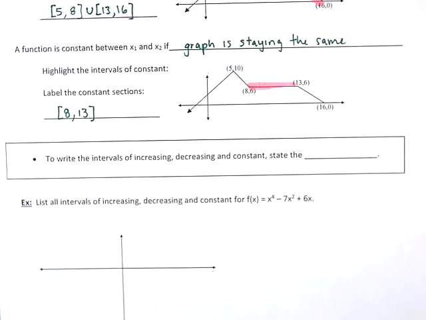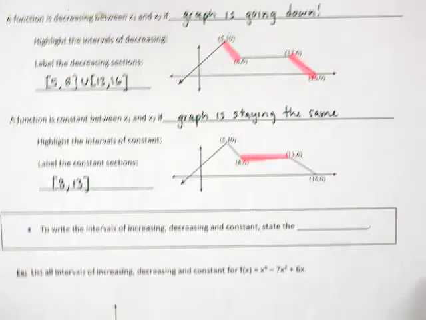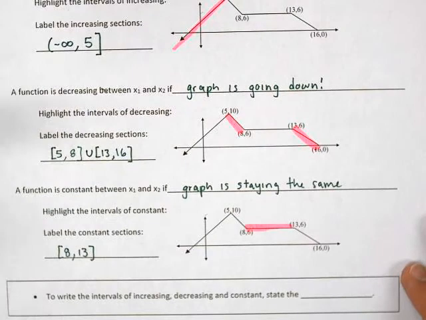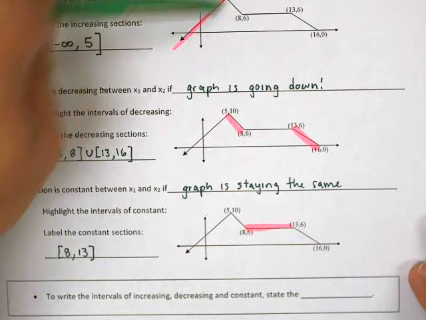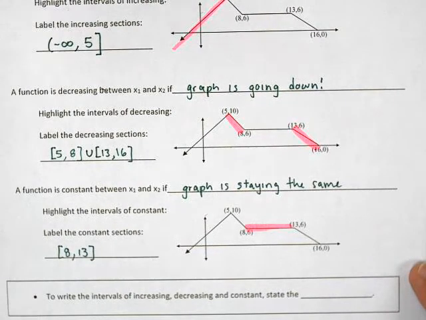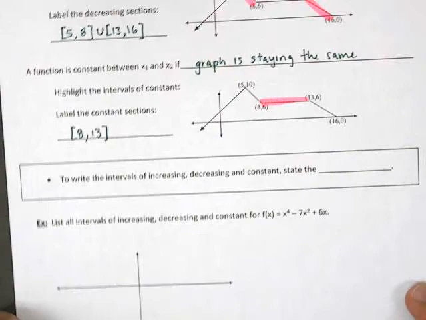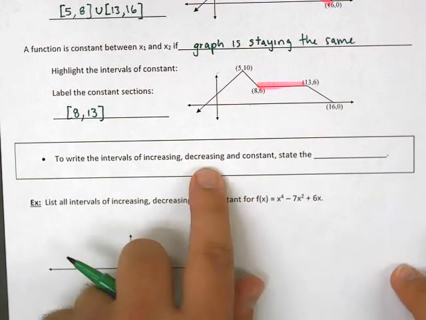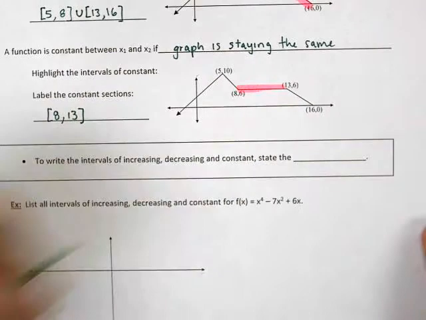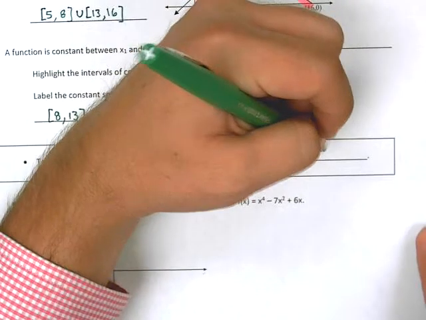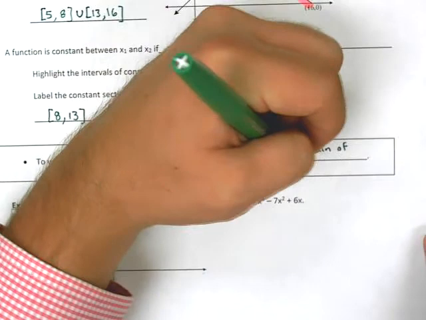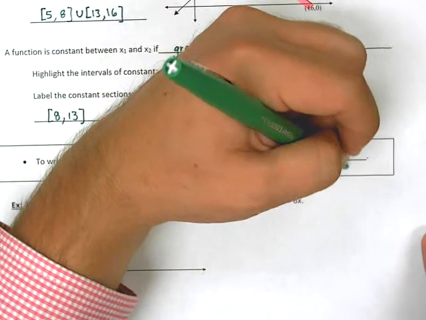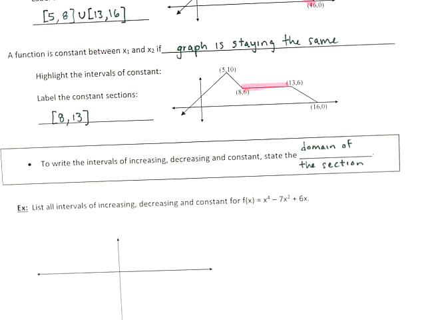One thing you'll notice when we do these problems, if you look at all three and kind of compare them, you basically listed the domain here. Every single section is listed somewhere. It's either increasing, decreasing, or constant. So that is one thing that you can check to kind of help out. So to write the intervals of increasing, decreasing, constant, really we're just stating the domain of the section. Okay? Stating the domain of that section.